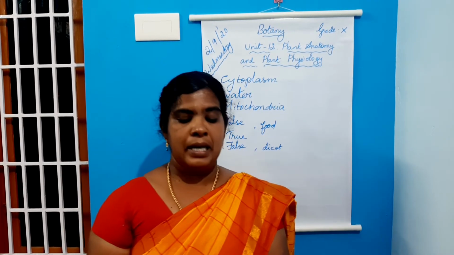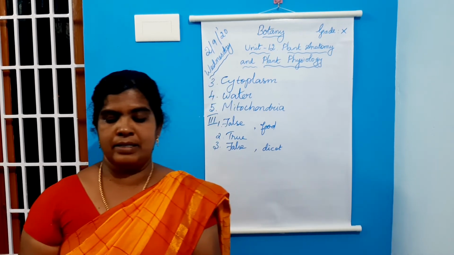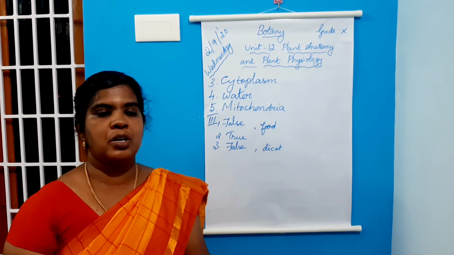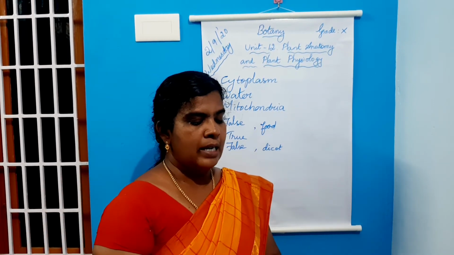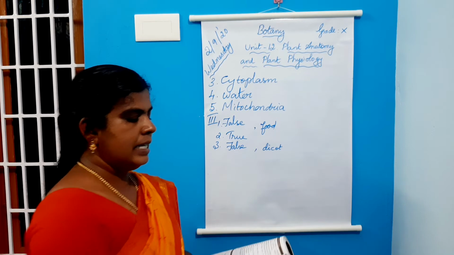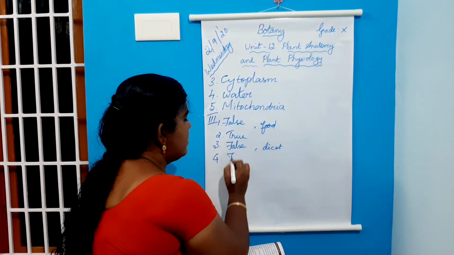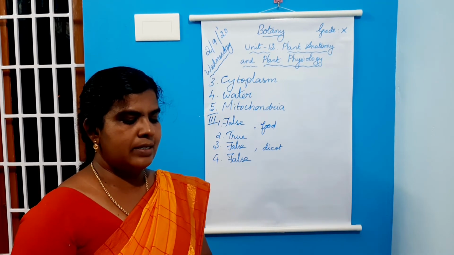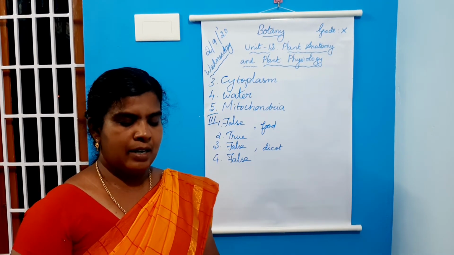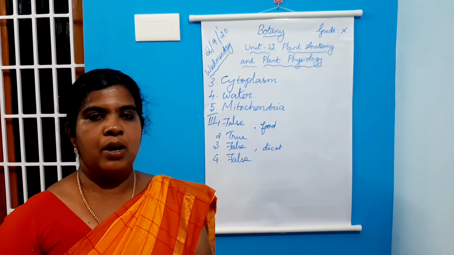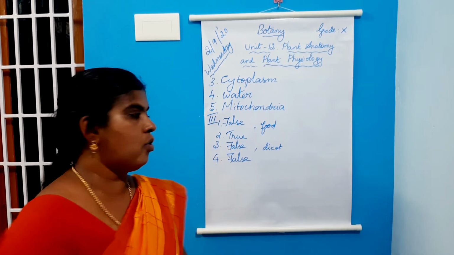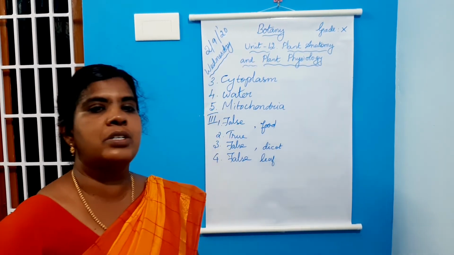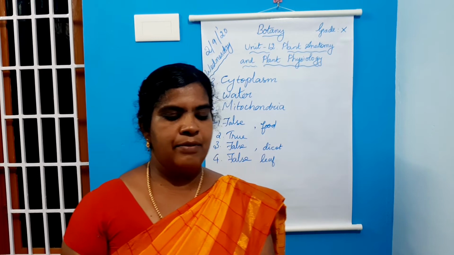Fourth question, palisade parenchyma cells occur below the upper epidermis in dicot root. Root does not have this type of tissue. So, instead of root, you have to write leaf. The given statement is false. Palisade parenchyma cells occur below upper epidermis in dicot leaf. So, instead of root, you have to write leaf.